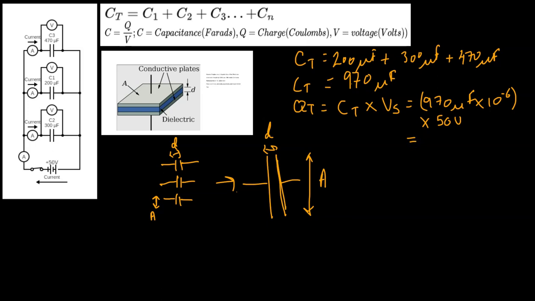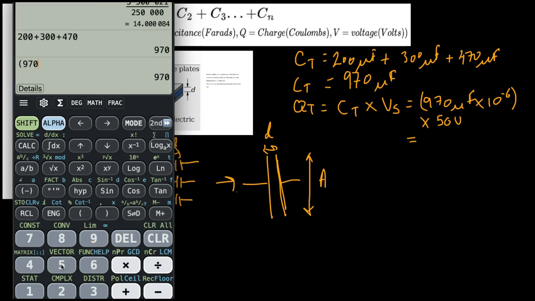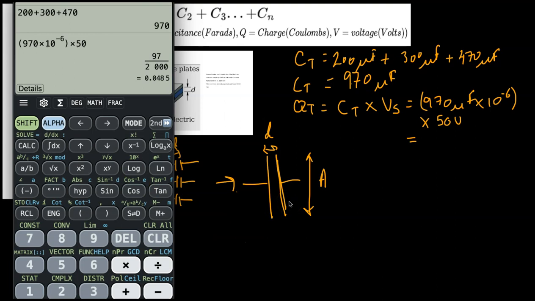Let's bring up the calculator. The calculator will tell us that 970 multiplied by 10 to the negative 6, which will turn it back into farads again, multiplied by 50 volts will give us 0.0485 coulombs of charge. We'll do it to 3 decimal places: 0.049.